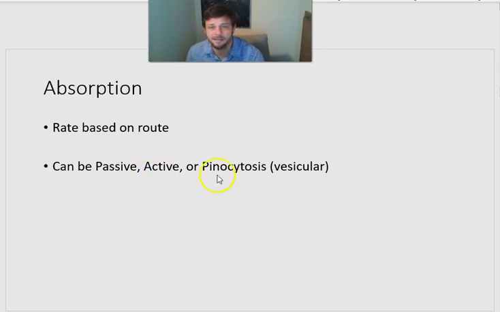This can be passive, active, or vesicular pinocytosis, which is kind of like a non-selective active, just kind of bringing in extracellular fluid into the cell. So this is really non-selective, where active is very selective and passive is, well, passive.